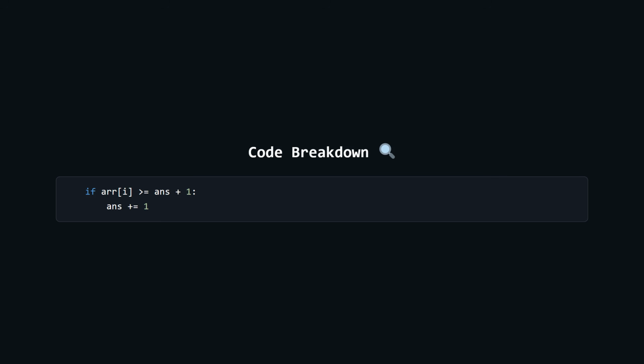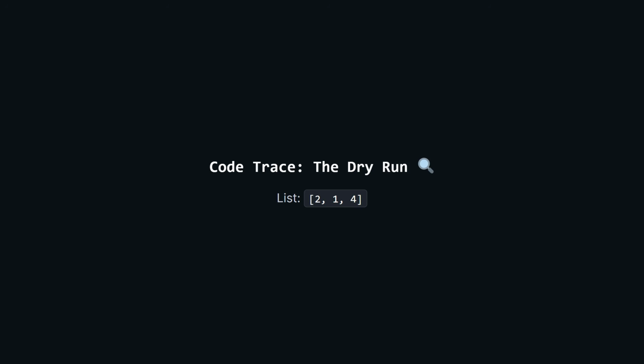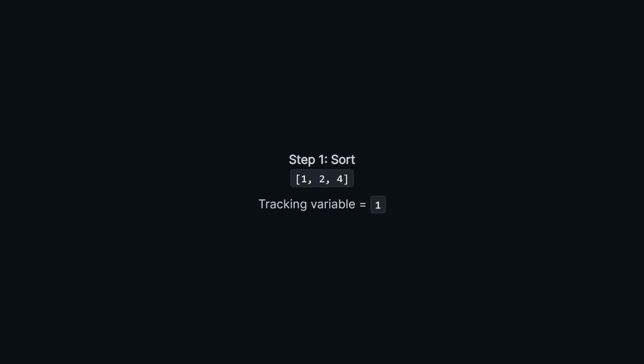For each number, we check if it's large enough to let us climb to the next step. If the number we are looking at is greater than or equal to our current maximum plus 1, we increment our maximum by 1. Let's trace this quickly. Imagine our list starts as 2, 1, and 4. First, the code sorts the list into 1, 2, and 4. Our tracking variable starts at 1.